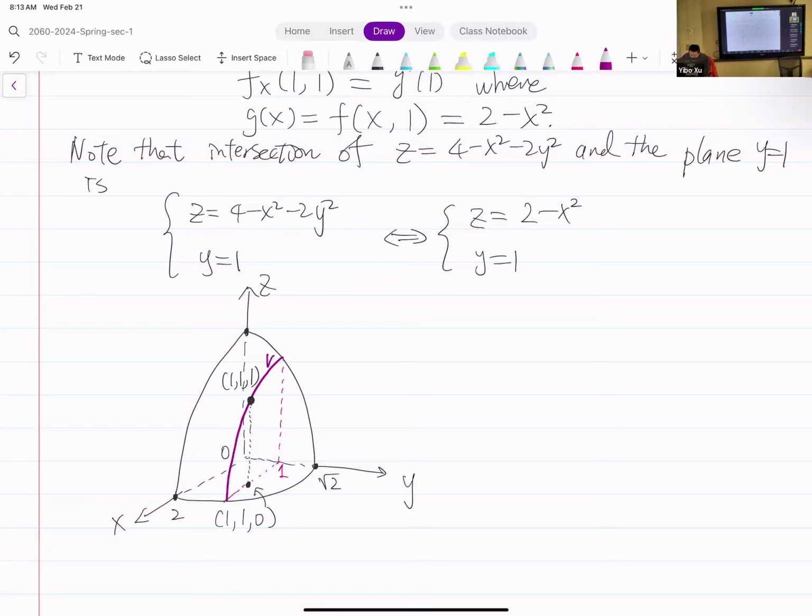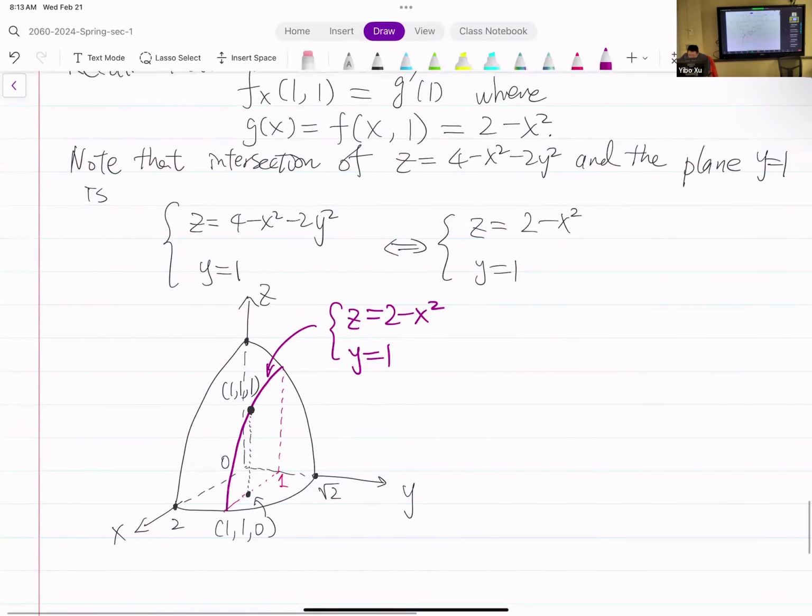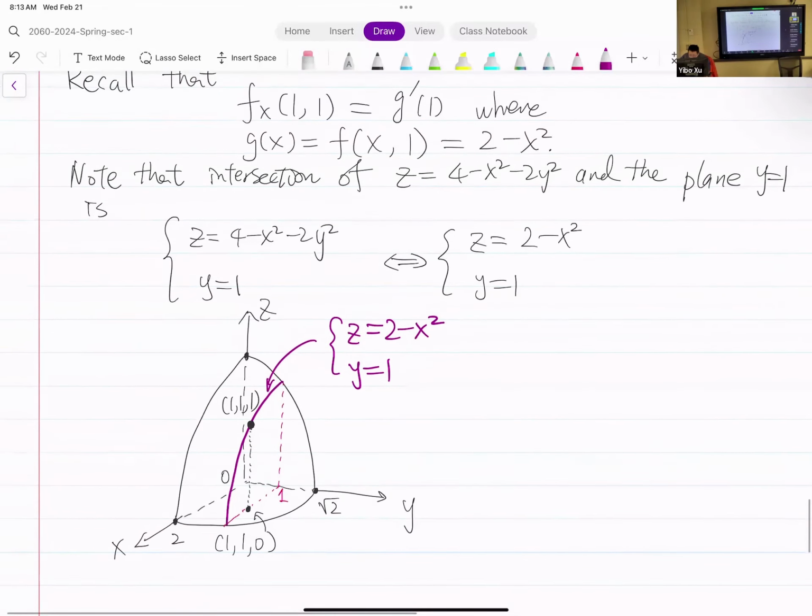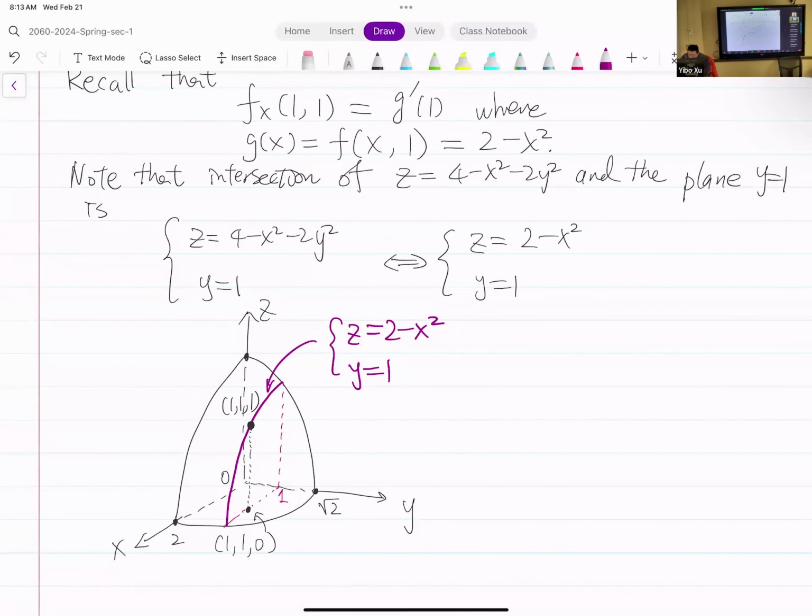So the purple curve right here, this is exactly my quadratic function fixed on the plane y equal to 1. Okay. So now we do have every piece. We have the function g, that's actually the purple curve opening downwards as a parabola. And also we mentioned that g prime of 1 is actually what? It's actually that partial derivative, right? -2. And then it's the sum of the tangent, right?